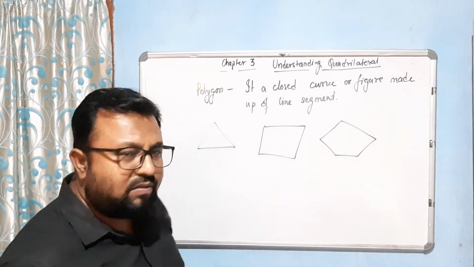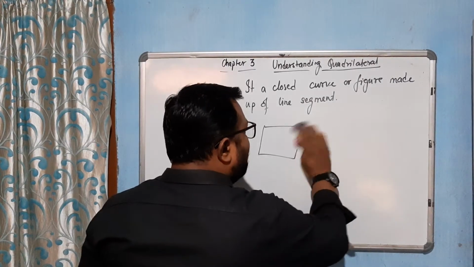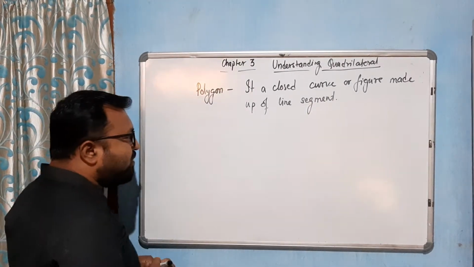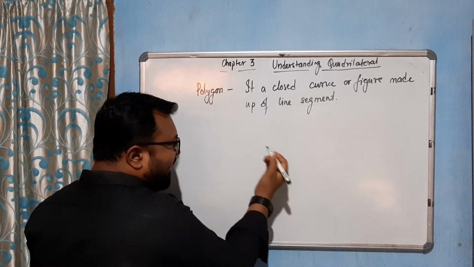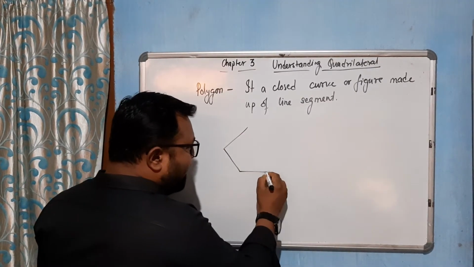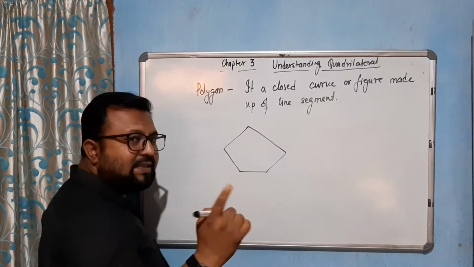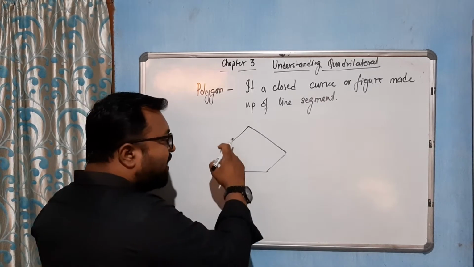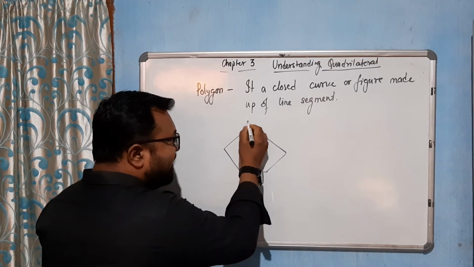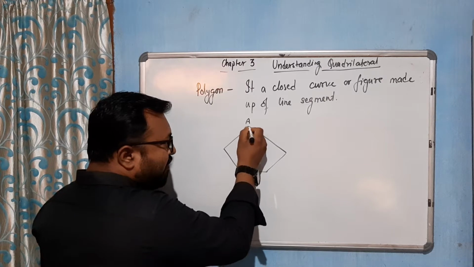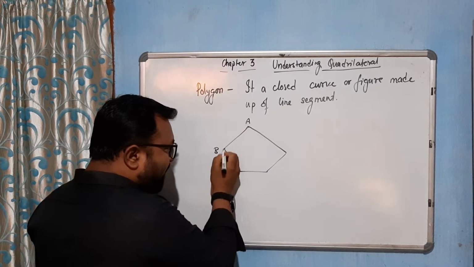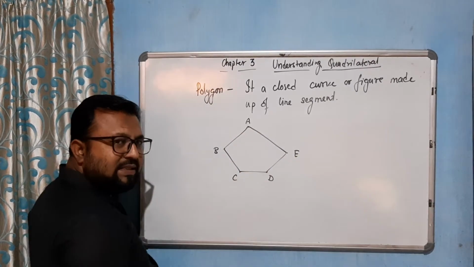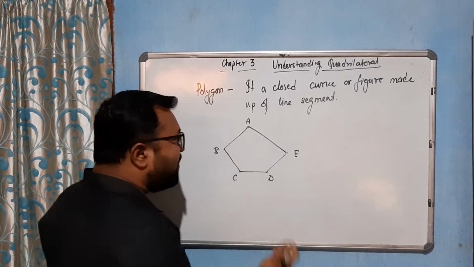Okay. Now we will talk about the diagonals of a polygon. Diagonals of a polygon means what? A line segment. Let's take an example. Suppose a pentagon. A line segment which joins or connects non-consecutive vertices. See, this is a vertex because two lines meet at a point. Suppose A, B, C, D, E. These are all vertices.